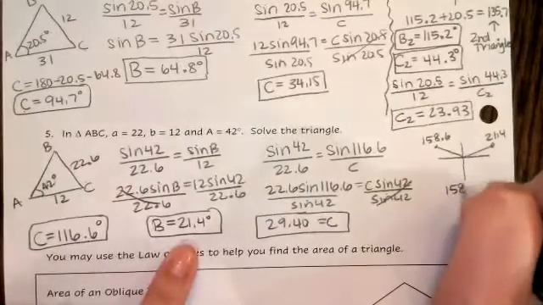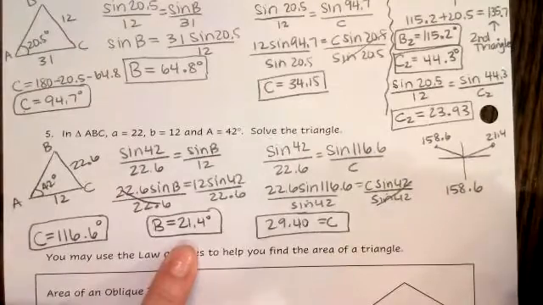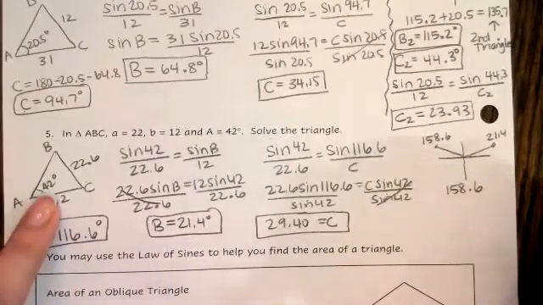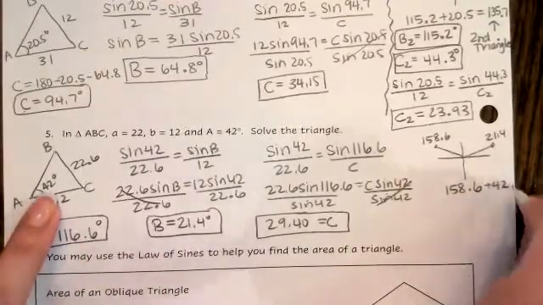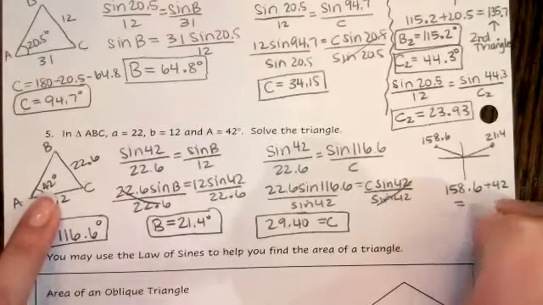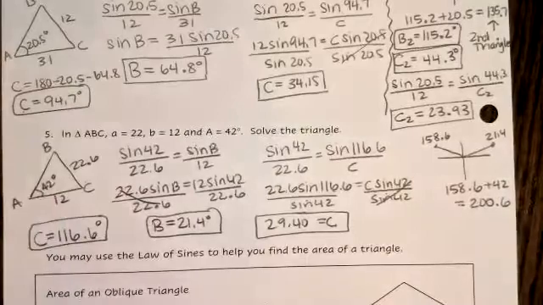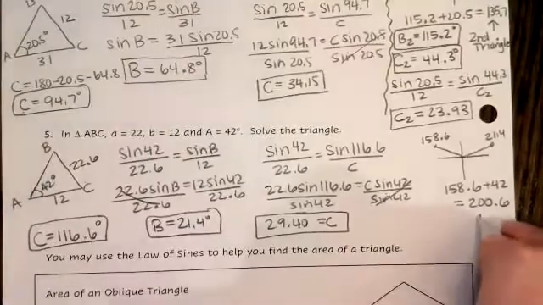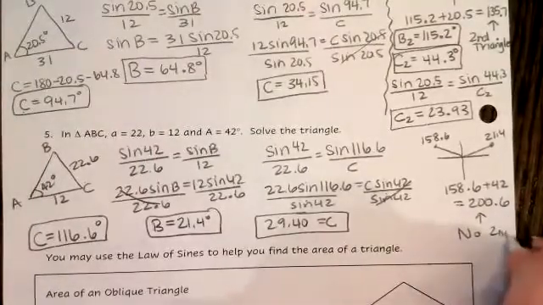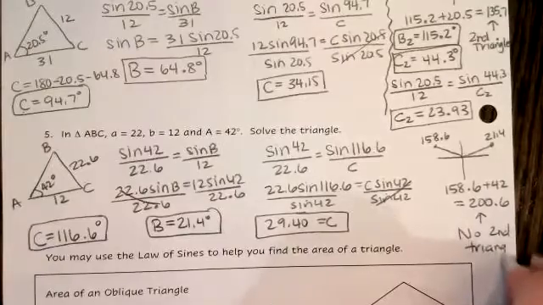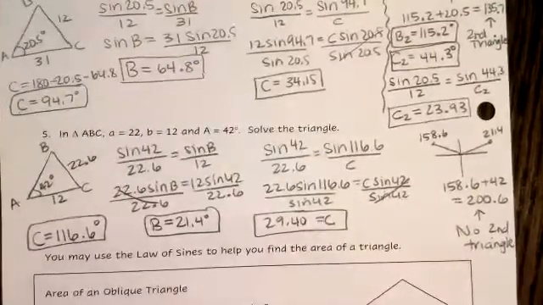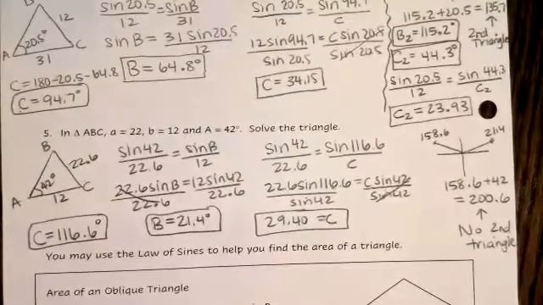However, when I take that 158.6 and I add it to the original angle of 42, I get 200.6. So with those two angles already, I'm above what a triangle can be, because a triangle can only be 180 degrees. So then we know there is no second triangle. The only one that meets the criteria is this first one we solved for. So that's what we're doing.